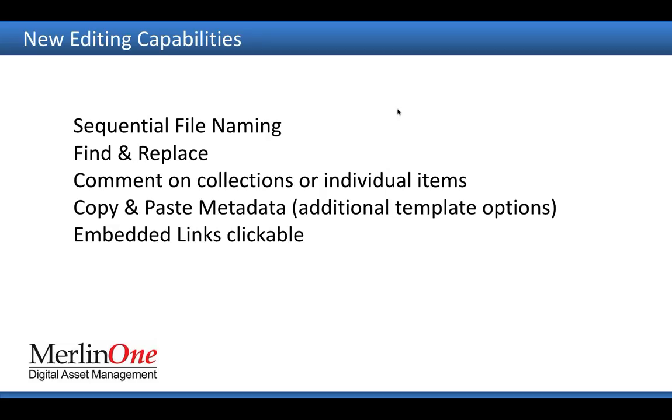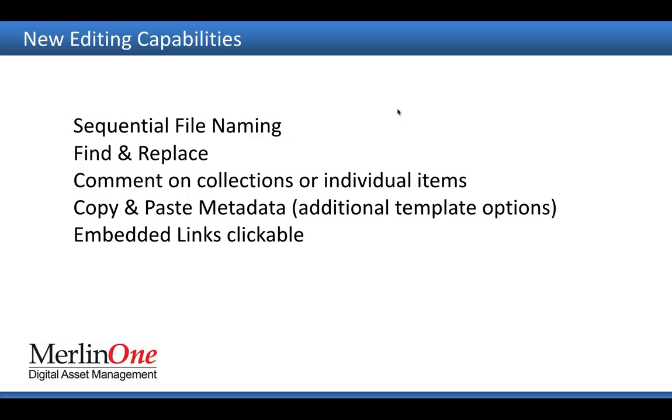In terms of new editing capabilities, some of the things I'm going to show you today will include the ability to sequentially rename files. It's not unusual for us to have files stored in Merlin called image 1, image 2, image 3, or DSC 107, 108, 109, and so on, as they've come from digital cameras. We've created the ability to go in and sequentially rename files, and you control every bit about the file name. I'll show you how that works. It's pretty cool.